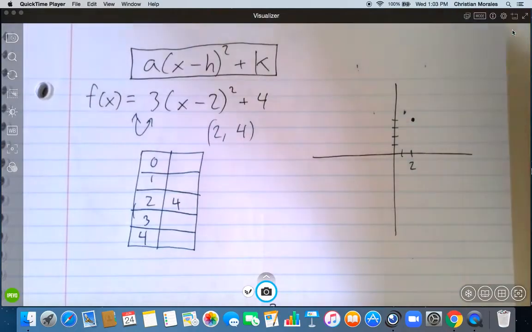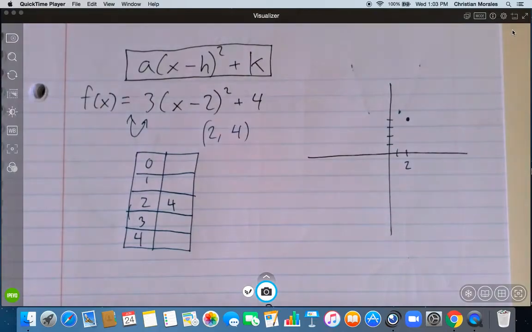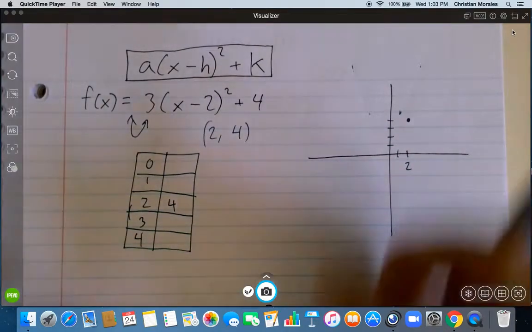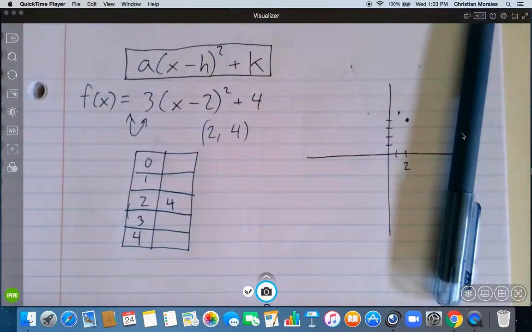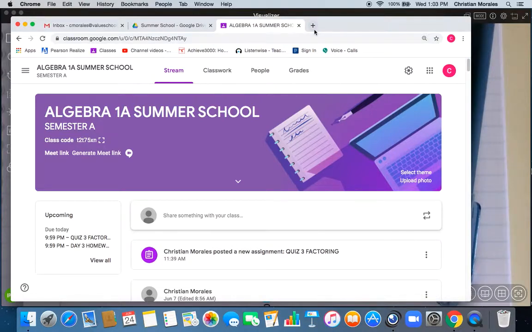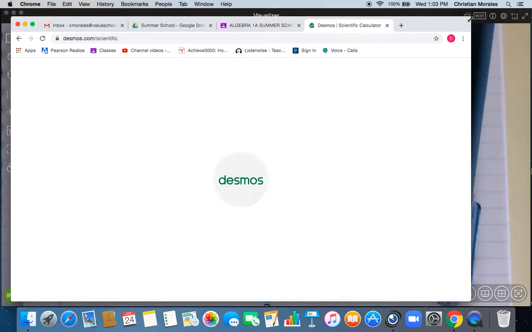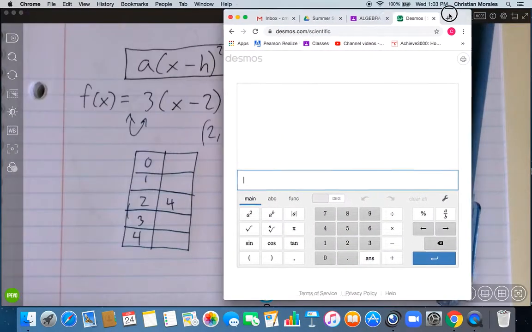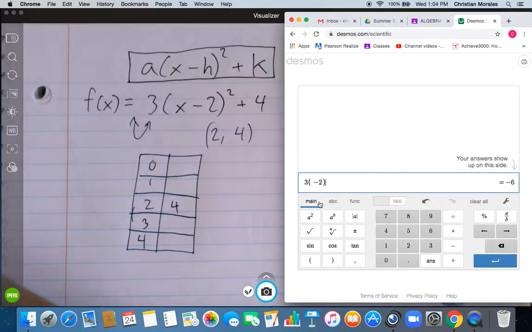At least 5 points. And you already have the point in the middle, so all you have to do is find these other points, okay? So to graph it more accurately, I'm going to plug in these numbers into the function. Now, here's what you should do. Open the calculator app on Desmos. So I'm going to go to Desmos Scientific. All right. Now I'm going to type in this equation: 3 parentheses, I'm going to leave that blank, minus 2, close parentheses, squared, plus 4.